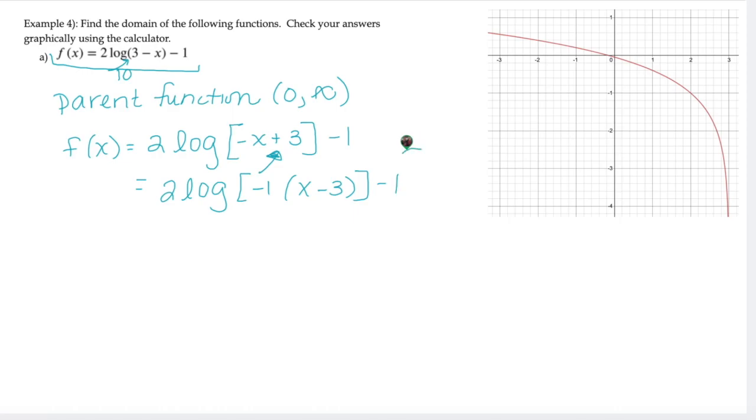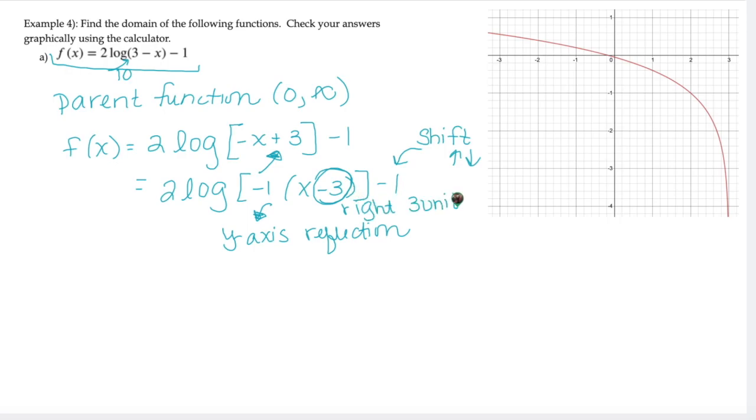Where this negative 1 outside gives us the shift up or down, but we know up or down is only going to affect the range. We're not interested in the range here. The 2 on the front is going to affect expansion or contraction. The negative 1 here is what's going to reflect across the y-axis. But before we reflect across the y-axis, we're going to look at our shift left or right.